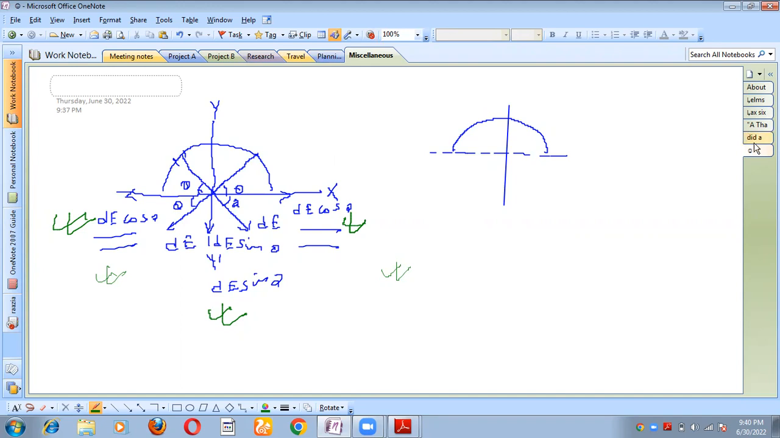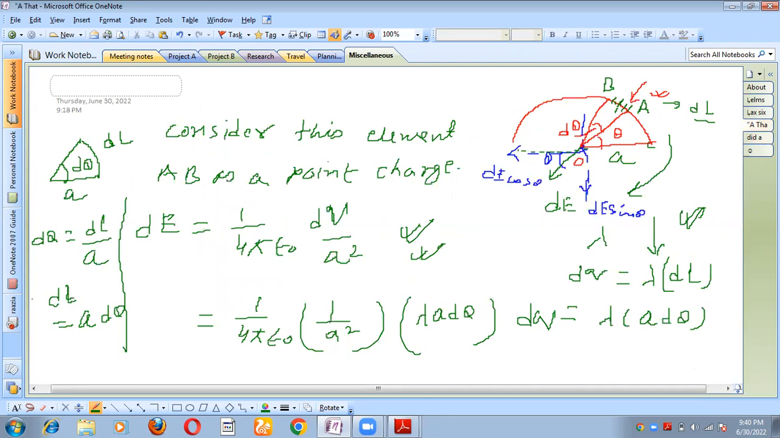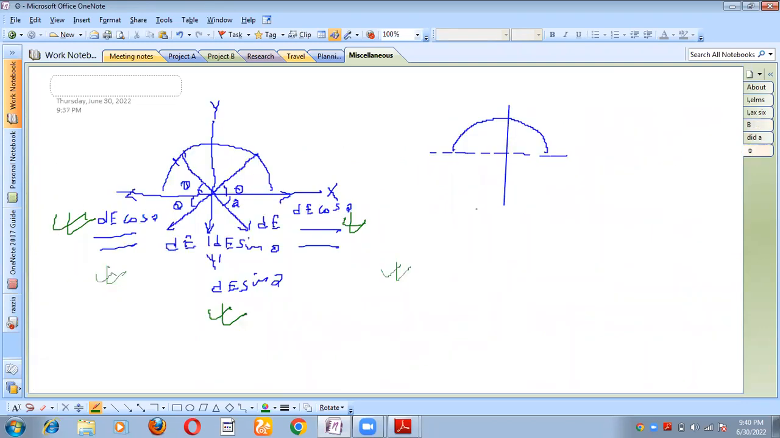Yes, sir. So to find the net electric field, what do we have to do? We have to take the sin theta component. The net electric field will be along the Y direction, so to find it, we have to take dE sin theta. Getting my point? We do not integrate dE directly, we take dE sin theta. Everyone got this? How I found dE sin theta? Okay.